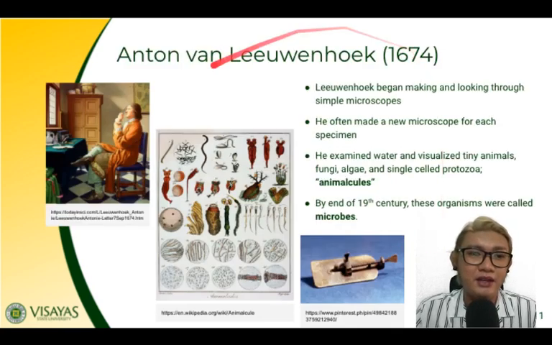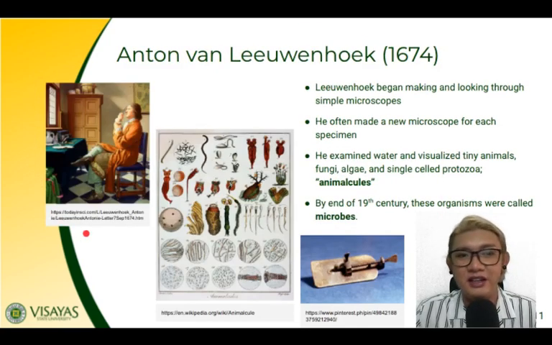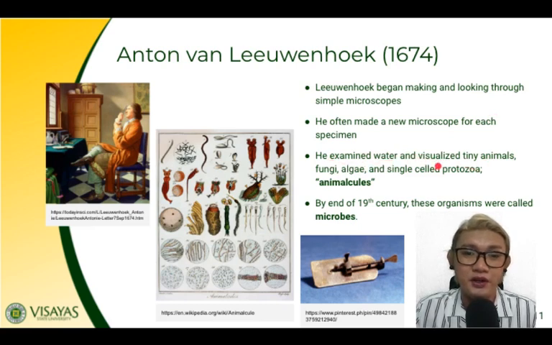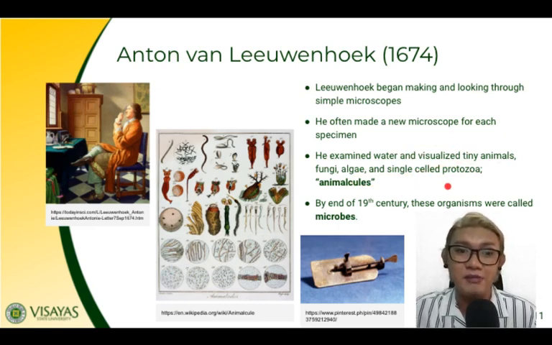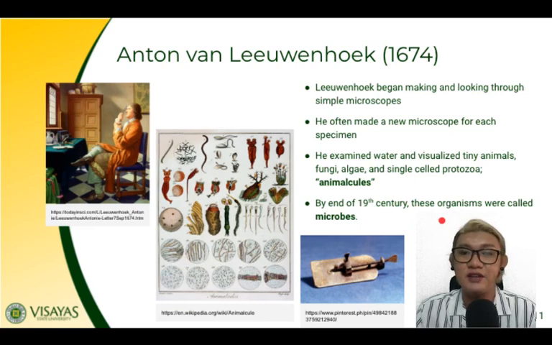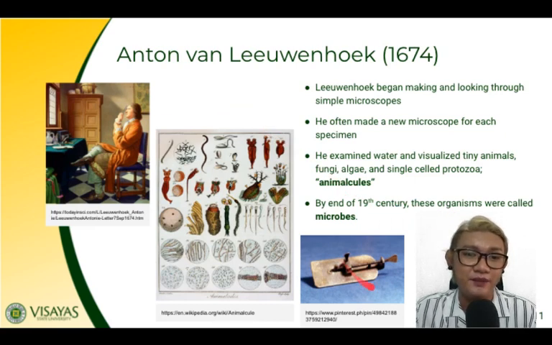Now, one of the pioneers is Anton van Leeuwenhoek, or other books would tell you Antony van Leeuwenhoek or Antoine van Leeuwenhoek. So Leeuwenhoek began making and looking through simple microscopes. Now, these microscopes he made on his own. He examined water and visualized tiny animals, fungi, algae, and single-celled protozoans, which he called animalcules. And by the end of the 19th century, these organisms were called microbes.